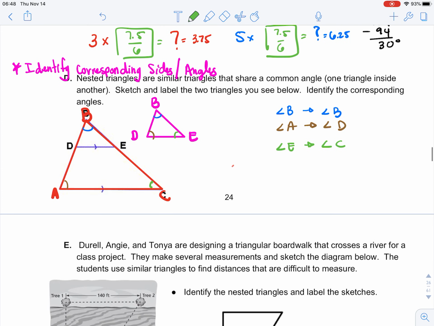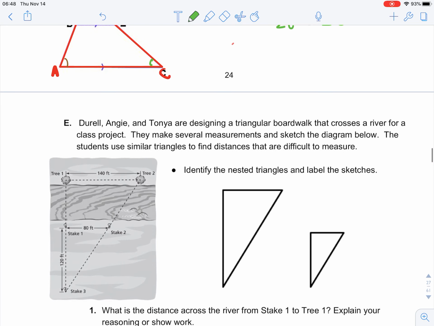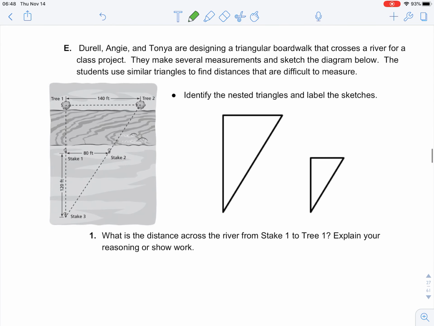Okay. All right, let's keep going. We're going to see the two nested triangles. This is a very difficult question to do on your own. Give it a try, identify your two triangles, and label them. Okay, label them. If you don't label them, it's going to be a lot harder. Okay, again, you should be pausing this video for about 10 minutes and getting through this work. All right, so identify the nested triangles and label the sketches.